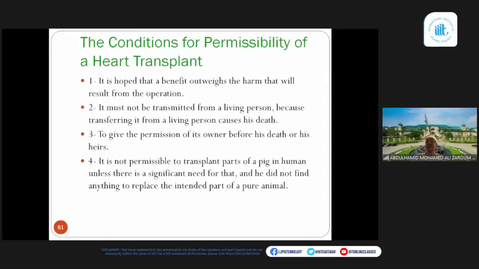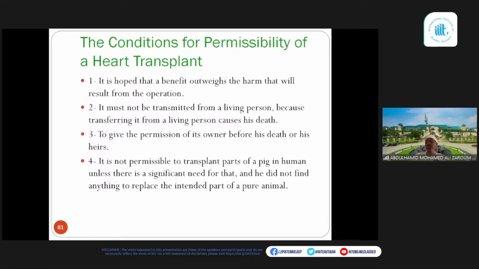If these are clear, now with regard to the heart, how are you allowed in Islam to donate your heart? Or how can the heart be transplanted? Now, again, the maslaha is there.